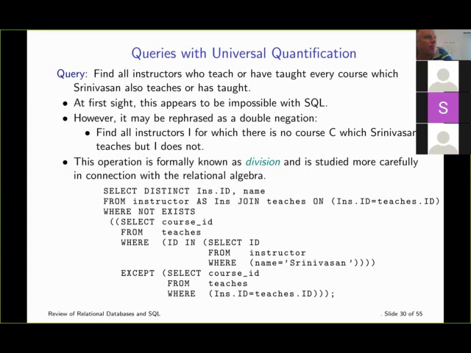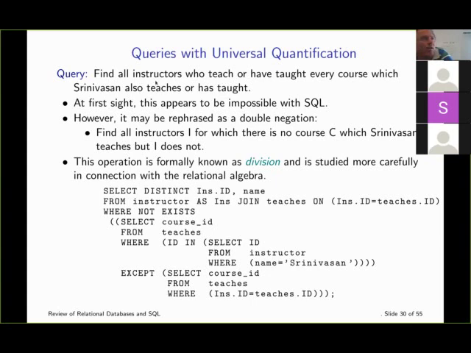But let's just say for this, just to put something out there. Find the instructors who have taught every course which Srinivasan has also taught. So that's equivalent to give me all the instructors for which there does not exist a course where there does not exist a record of Srinivasan teaching. All right, so that's the double negation. A double negation of existential will give you a universal.